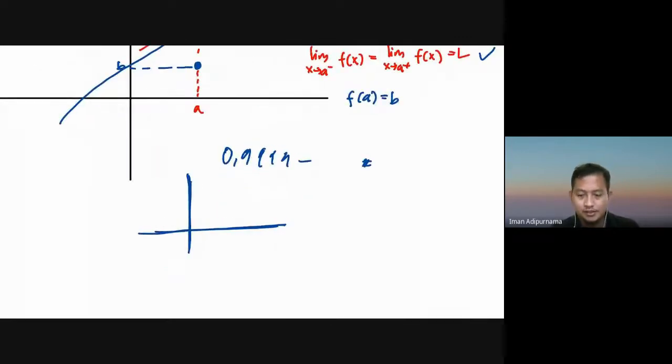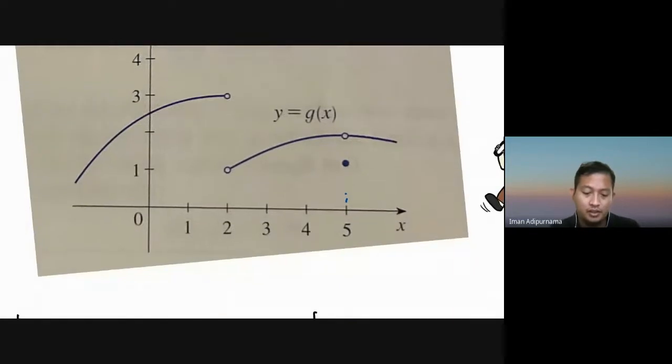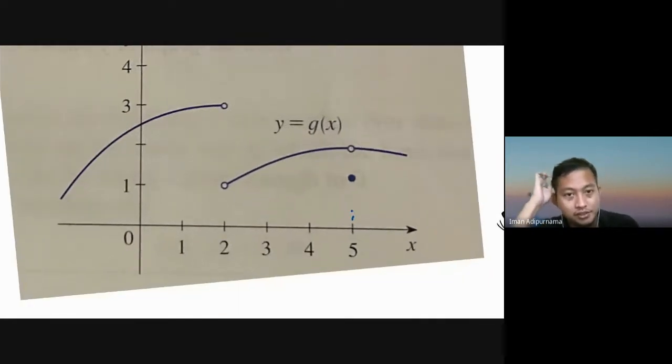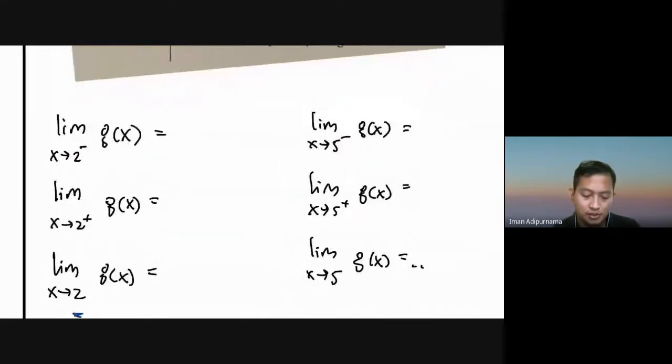Okay, let's see some example here. We have now a function g. You see the graph is quite interesting. We have a gap here, right? And we have the situation like the previous situations here. Okay, so let's try to look at some questions here.